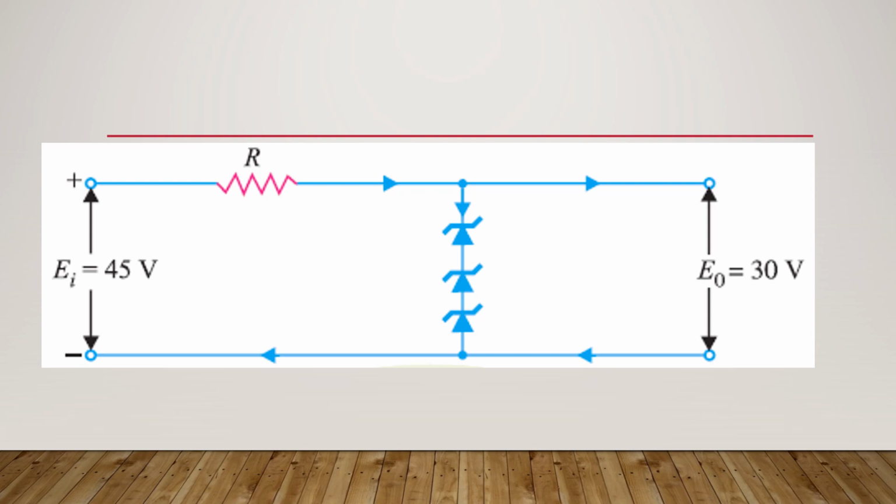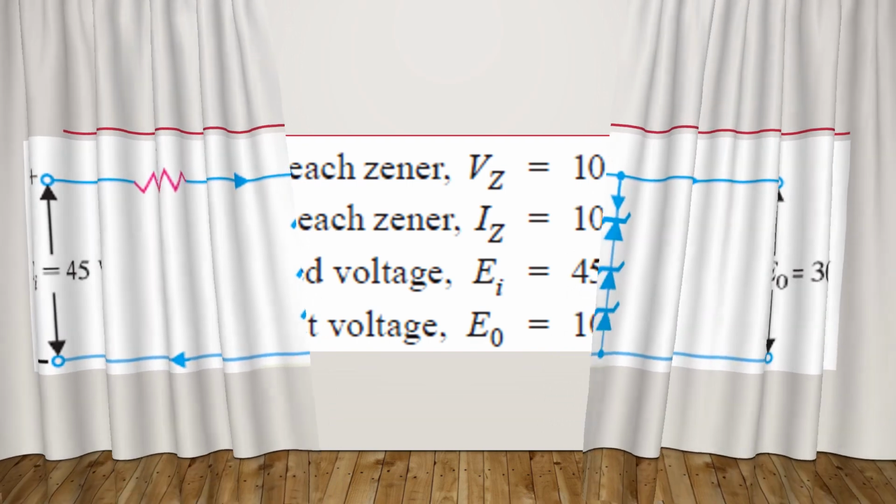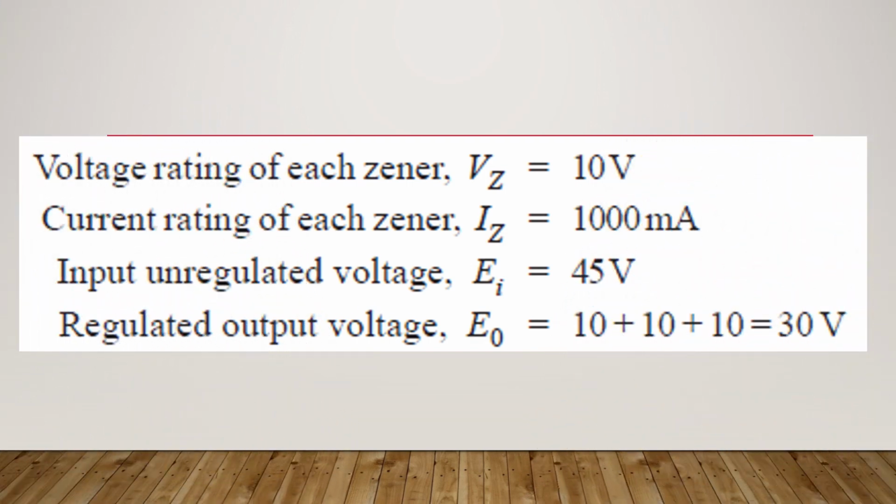Okay. So the voltage rating of each Zener is given, from the question it is 10 volt. Current through each Zener is given to be 1000 milliamps, and input, we know it is an unregulated supply, so it will be equal to 45 volt. Okay. So for the regulated output voltage, here you have 3 Zener diodes connected in series. So when 3 Zener diodes are connected in series, the voltage will be equal to 10 plus 10 plus 10. So you will be getting 30 volt. 30 volt will be the output voltage.